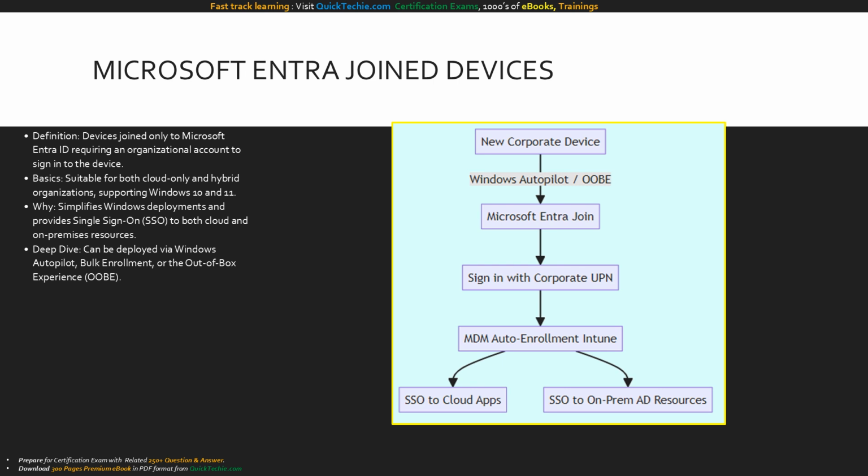This diagram illustrates the streamlined cloud-first lifecycle. A new corporate device boots up and connects via Windows Autopilot or the standard OOBE. It immediately performs a Microsoft Entra Join. The user then signs in securely with their corporate user principal name, or UPN. Under the hood, this triggers MDM auto-enrollment into Intune to push down security policies. Once authenticated, the user branches out to enjoy single sign-on to both cloud applications and, crucially, on-premises Active Directory resources.